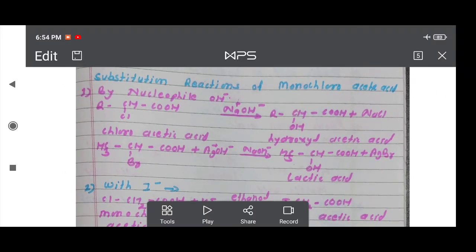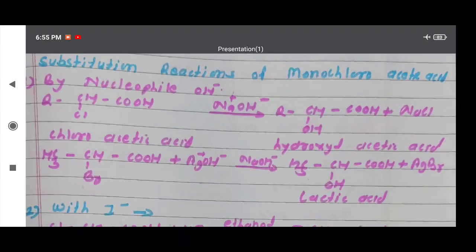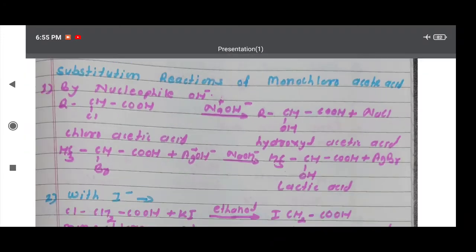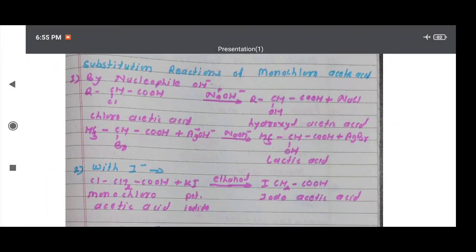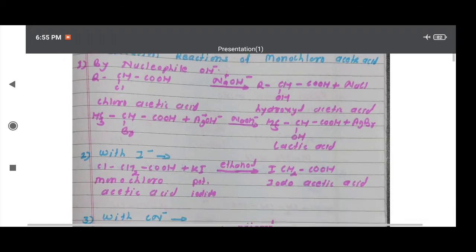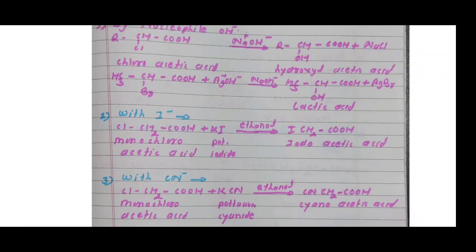Today we study the substitution reactions of monochloroacetic acid. There are four reactions. First, reaction by nucleophile, that is OH minus. Second, reaction with iodide. Third one is the cyanide, CN minus, and fourth one is ammonia. Then we study them one by one.